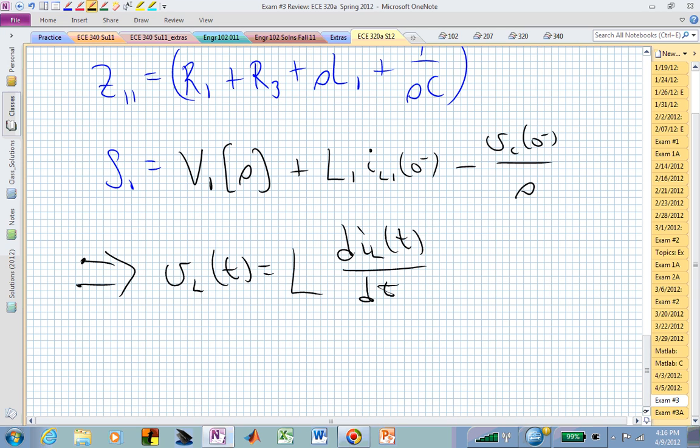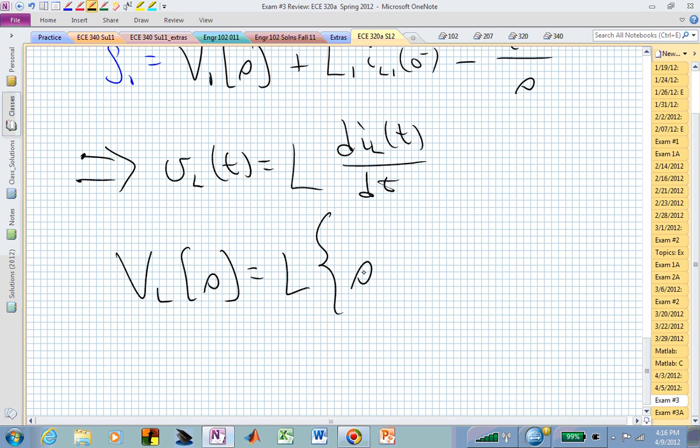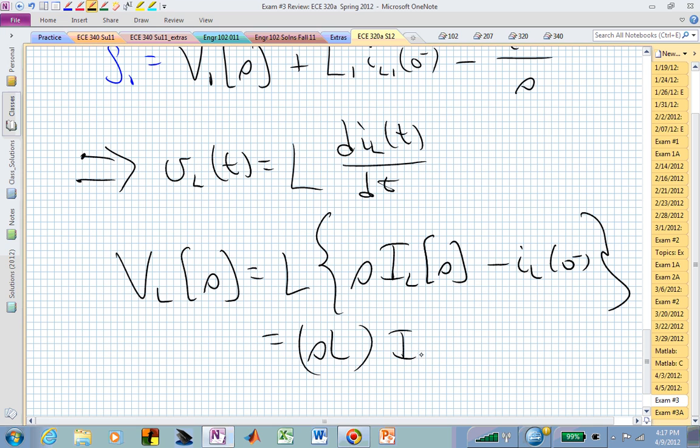Now if you simply Laplace transform that, or take it from the time domain to the S domain, you have V sub L of S is now L times the Laplace transform of a derivative, which is S I sub L of S minus I sub L of 0 minus. And now this shows you that the voltage across that inductor in the S domain really is made up of two pieces. One piece due to the impedance of the inductor, and the other piece due to the initial condition. And that's how you really justify the relationship of those.